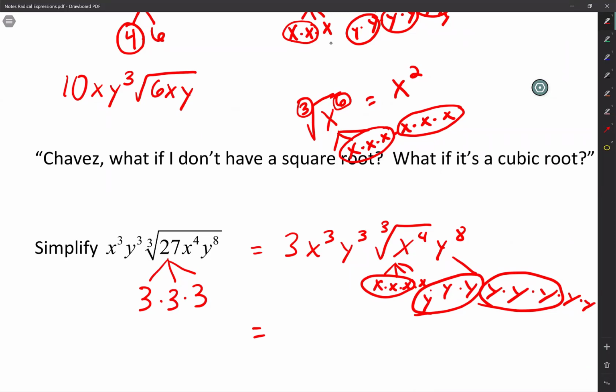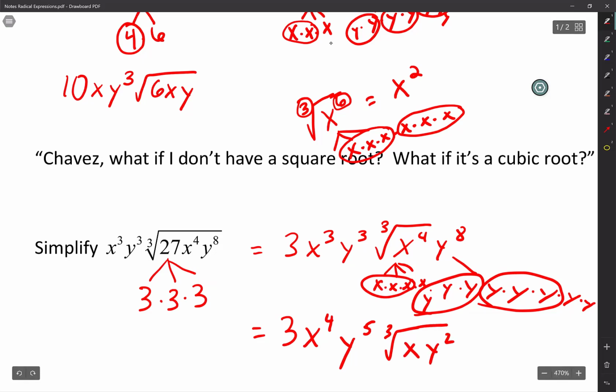So after this, we'll just go ahead and do it fast. Now I'm going to have 3x to the fourth, because there's already an x there, so x cubed times x is x to the fourth. y to the fifth, because you're adding them up. Cube root, put that cube root there, of 1x and 2y. So put a y squared on it. How do we feel?